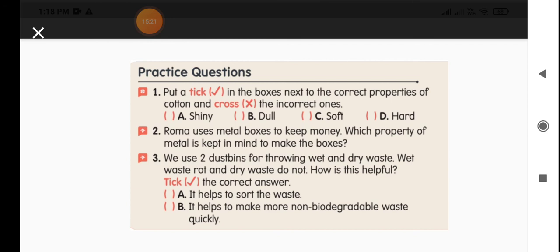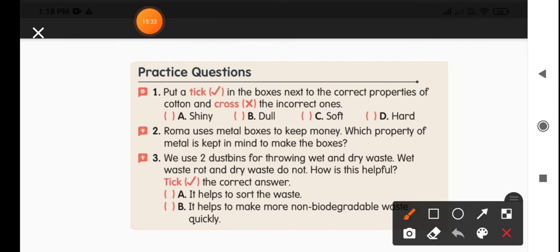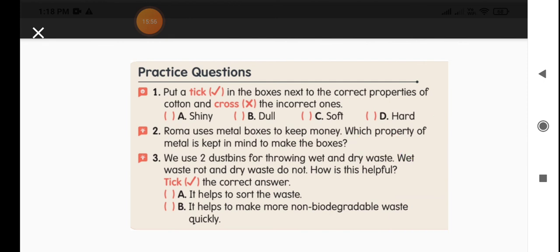And the next question, Rama uses metal boxes to keep money. Which property of metal is kept in mind to make the boxes? Because the metal boxes need to keep the money without getting spoiled. You want to keep it because the metal shows the property of hard. It is rigid, cannot bend, so no thief can steal the money from the metal box, right? So he definitely used the metal box, which shows the character of hard or rigid.